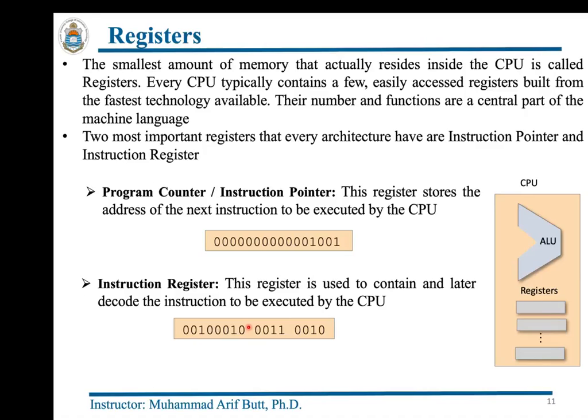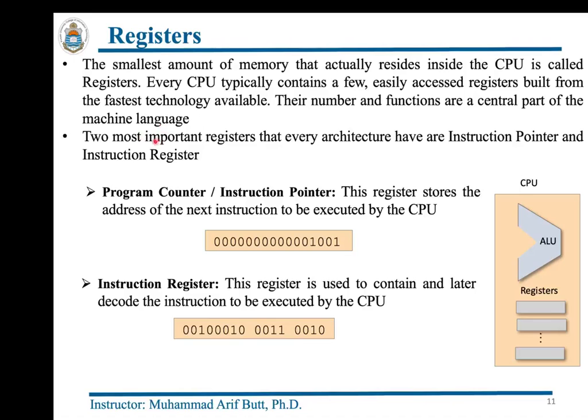Well, our discussion about the sizes of operands will remain incomplete if we do not talk about the registers inside the CPU. And we all know that the smallest amount of memory that actually resides inside the CPU is called registers. Every CPU typically contains a few easily accessed registers built from the fastest technology available. The number and functions are, of course, a central part of any machine language.